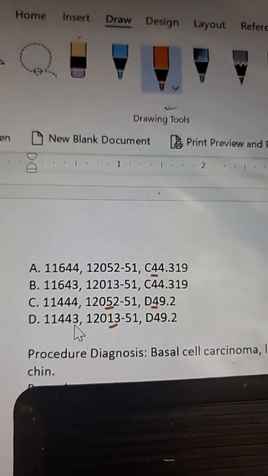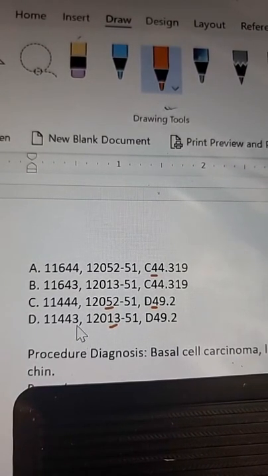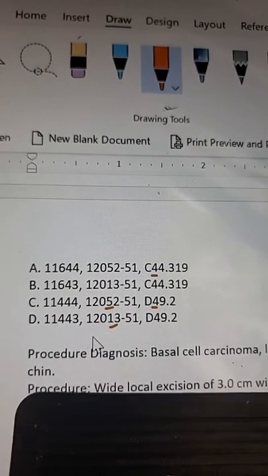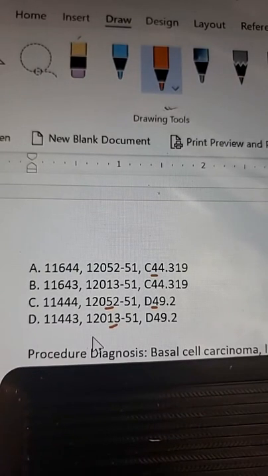What is a basal cell carcinoma? Is a basal cell carcinoma malignant or pre-malignant? That is going to be your differences. Correct. Knowing that will help you.